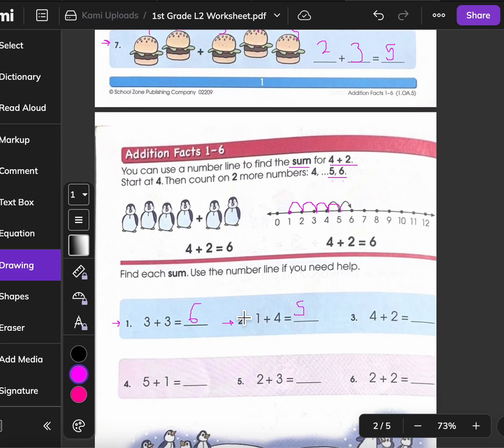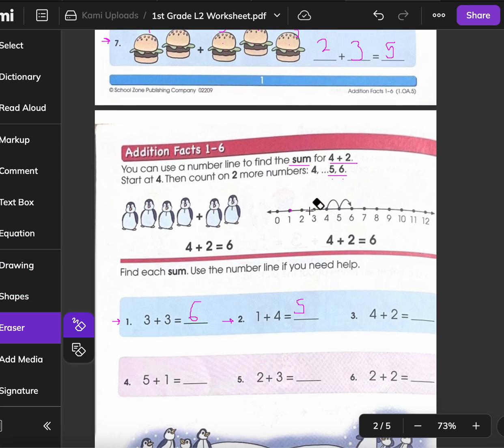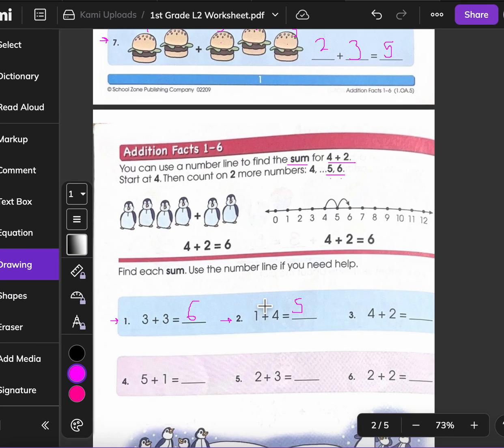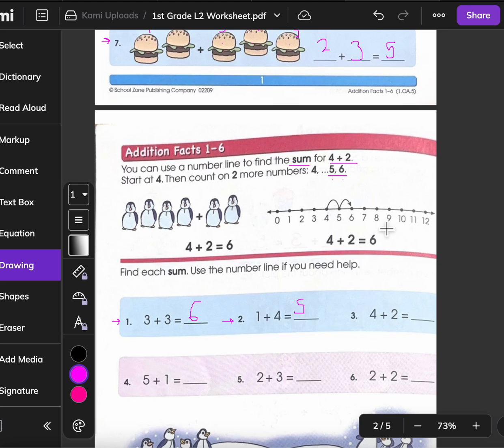And as you go on, you can stop using the number line and you can count in your head. So once again, we were given this example above. So 4 plus 2. So 4 and then 5, 6. Those are 2 numbers. So that gives us 6. Then we have number 4, which is 5 plus 1. So the next number after 5 is 6. 1 number added to 5.